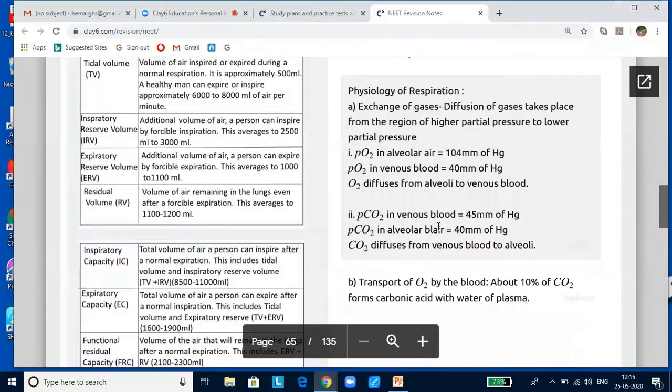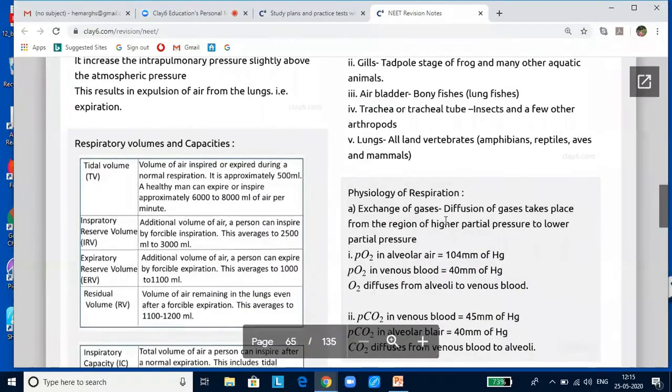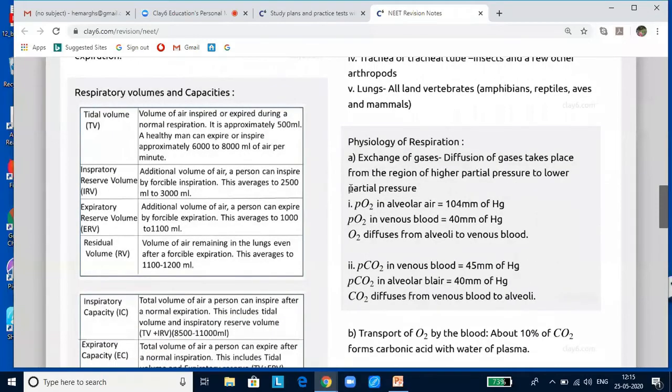Now these are the respiratory volumes and capacities. This is very important. You have to know this. The quantities of air that the lung can receive, hold or expel under different conditions are called pulmonary or respiratory volumes, and combinations of two or more pulmonary volumes are called pulmonary capacities.